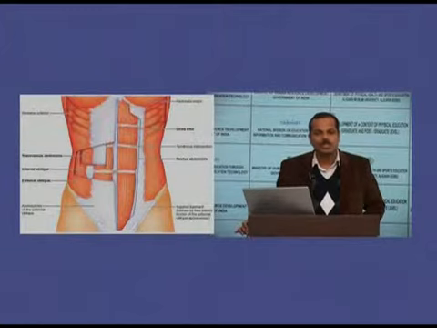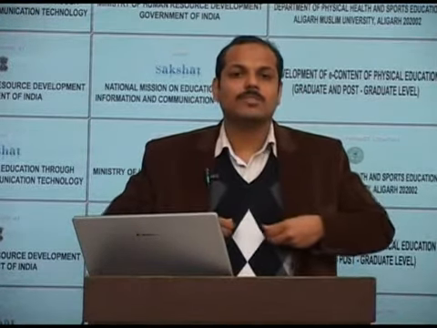Its origin is from the pubic bone, or pubis. It goes upward and is inserted into the xiphoid process, or xiphisternum, and the costal cartilages of the 5th to 7th ribs.